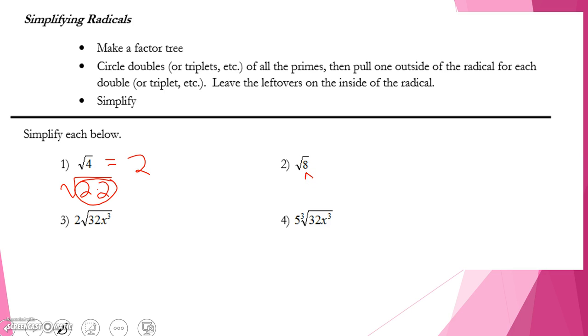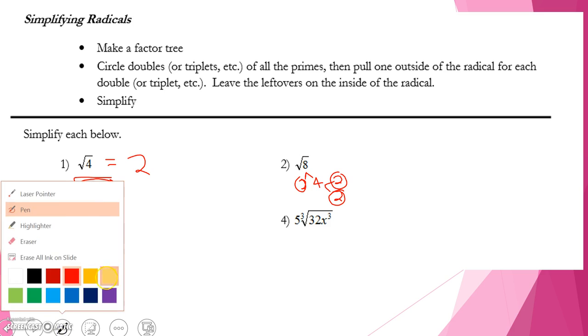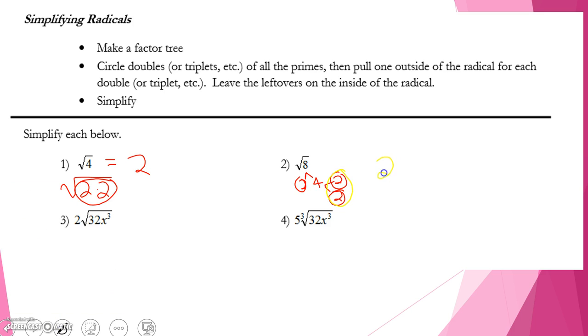So I put a branch off of 8, and I try to figure out the first prime number that goes into it. So I start with 2. 2 goes into it 4 times. So I circle 2 because it's prime. 4 is not, so I do it again. 2 goes into 4 2 times. So then step 2, I circle any doubles. So they have a double right there, and that goes on the outside of a radical. And then anything left over goes on the inside. So this 2 is left over, so it goes on the inside. That's my final answer.